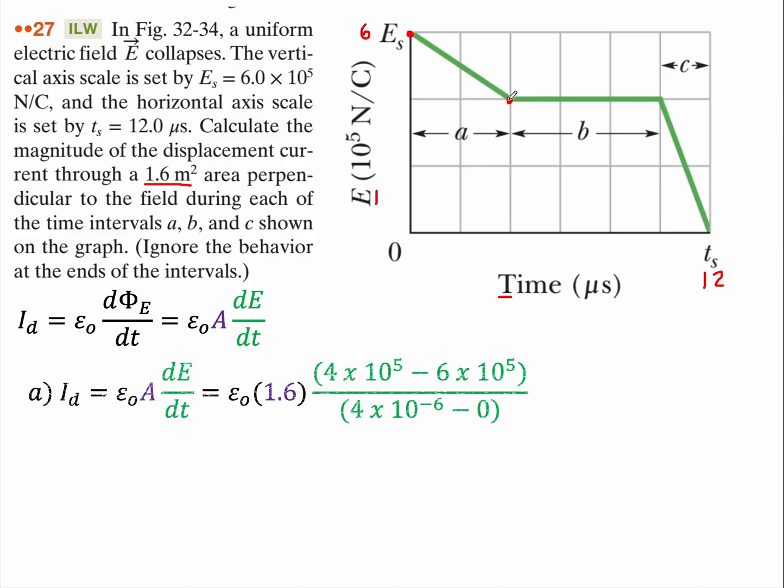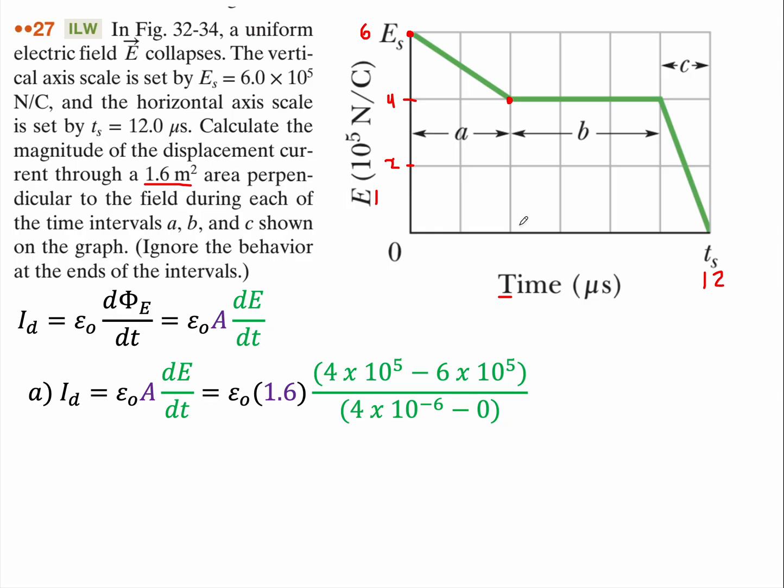How do you find the slope? Well, it's just rise over run. In this case, final minus initial. If this is 6 up here, this must be 4. This must be 2. And so in this case, it goes from 6 to 4.